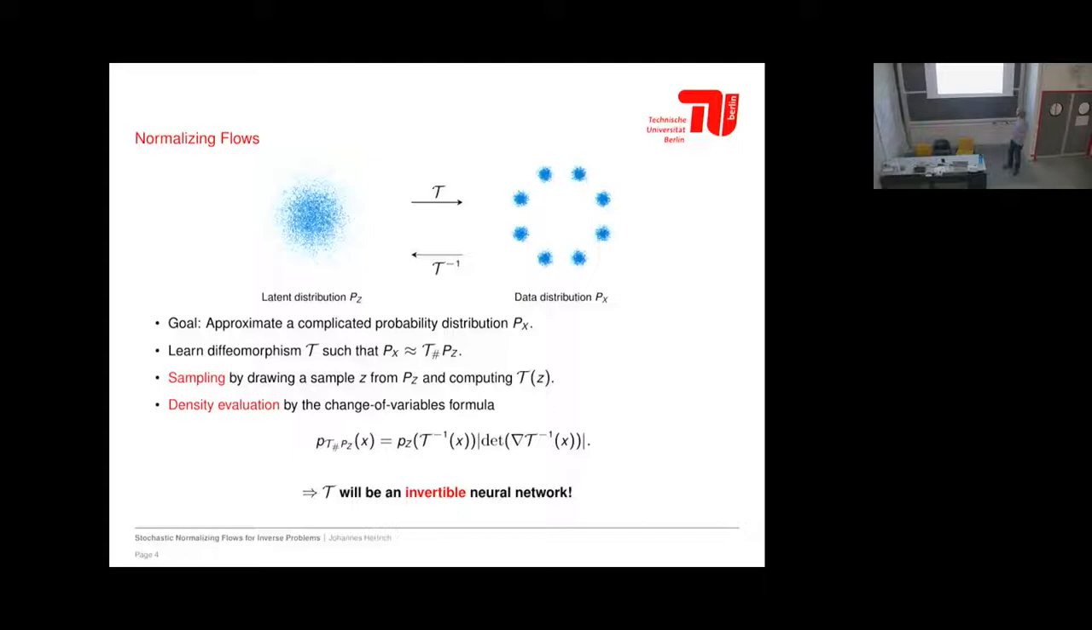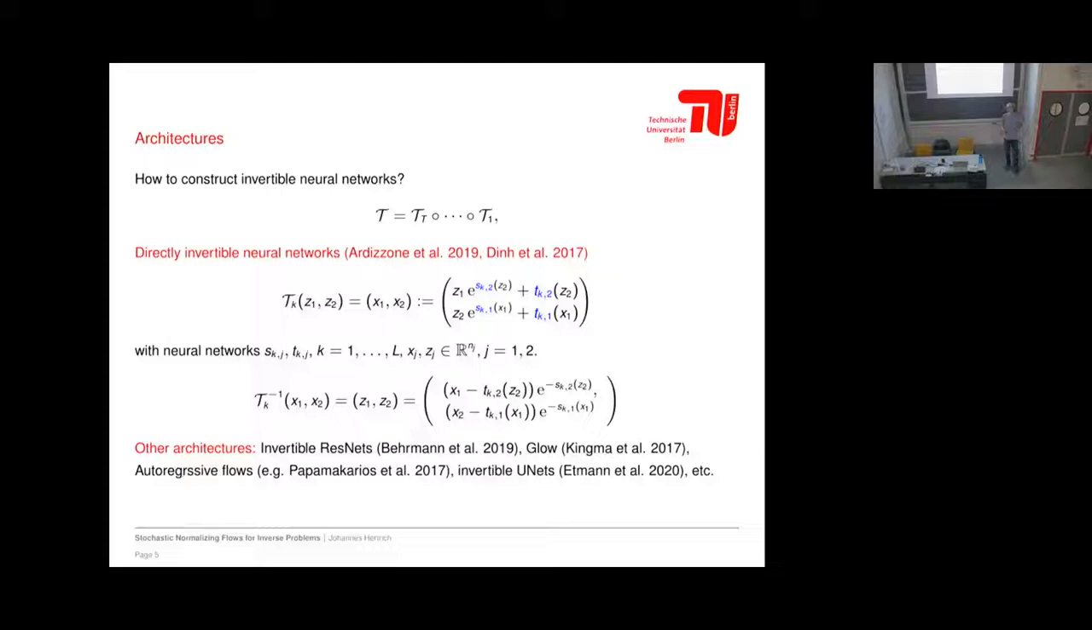So what will this T be? This T will be a neural network, and for our analysis, we will require that T is invertible. So the question is, how can we construct invertible neural networks? As any neural network, an invertible neural network consists of several layers, and there are several architectures proposed in the literature for designing layers which are by construction invertible. We mainly use so-called directly invertible neural networks, which were proposed by Adizona and co-workers. The basic idea is to split the input into variables, put these two sub-variables into some sub-networks, and combine these sub-networks in an intelligent form such that one can analytically write down the inverse.